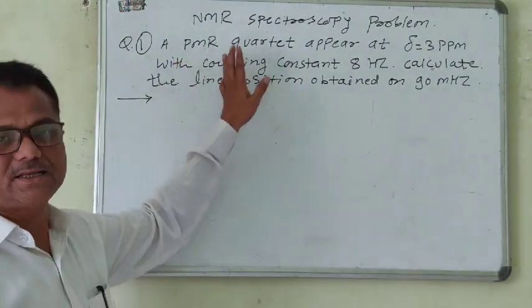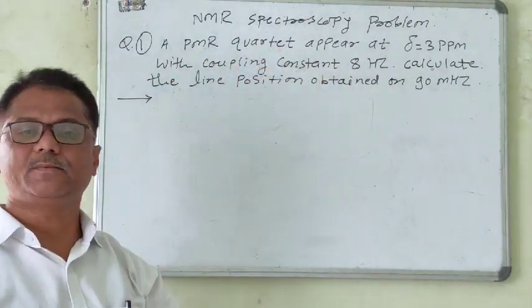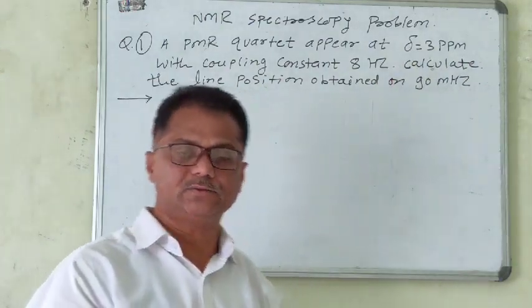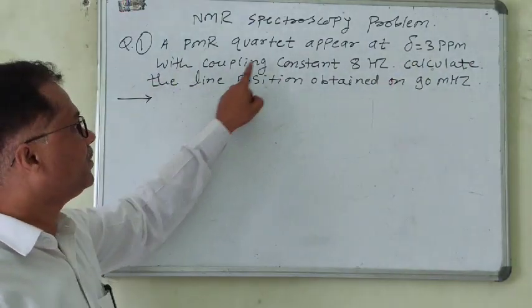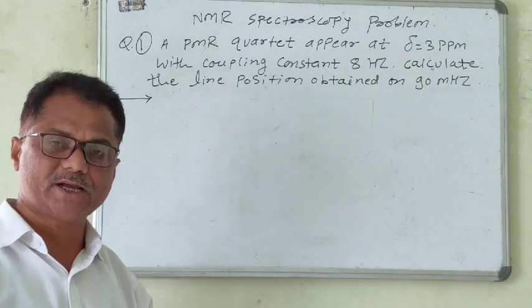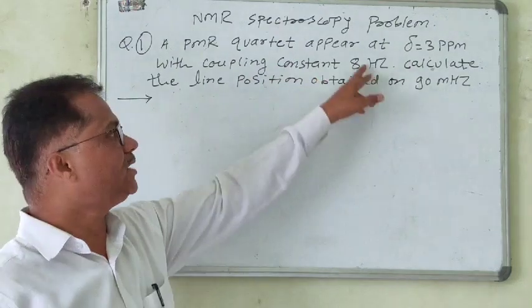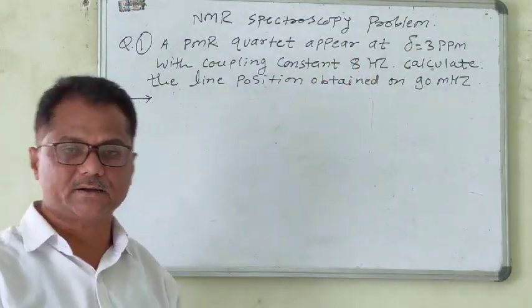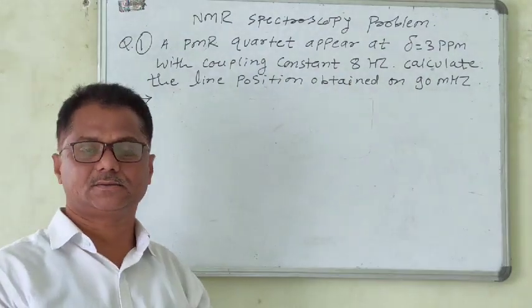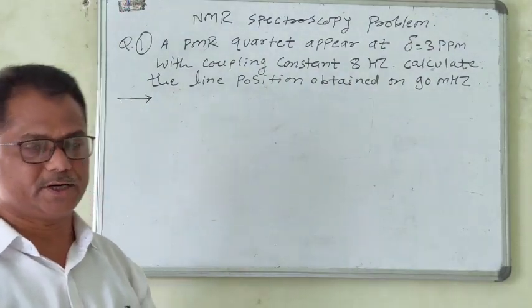The problem is like this: a PMR quartet appears at delta equal to 3 parts per million, where delta is nothing but the chemical shift value, with a coupling constant value of 8 Hz. Coupling constant is indicated by J. It is the distance between two adjacent peaks. Its value given here is 8 Hz. Calculate the line position obtained in 90 MHz. This is the frequency of the instrument, a 90 MHz instrument.